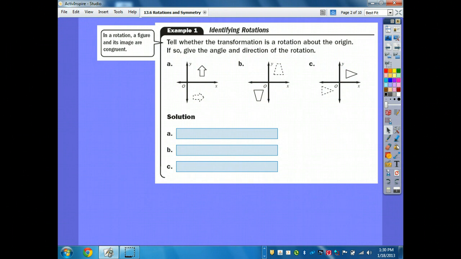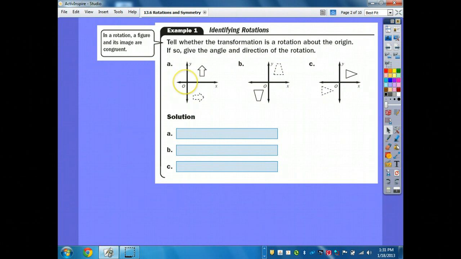First off, they're going to ask us in example 1 to identify rotations. Not all of us got it all. I can bring it back up later. So, tell whether the transformation is a rotation about the origin. If so, give the angle and direction of the rotation. So what does that mean?